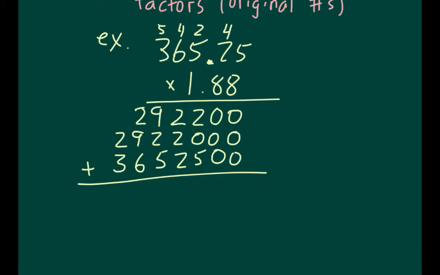So 0 plus 0 plus 0? 0. 0 plus 0 plus 0? Zero. 2 plus 0 plus 5? Seven. 2 plus 2 plus 2? Six. 9 plus 2 is 11, plus 5 is 16. So now I have a 6 and I carry my 1. I always looked at those as, okay, 9 plus 1 gives me 10. Then I have the 2 plus 6. So I get 18.